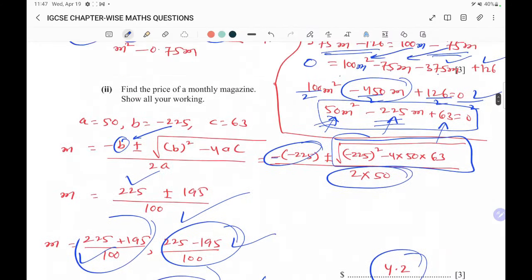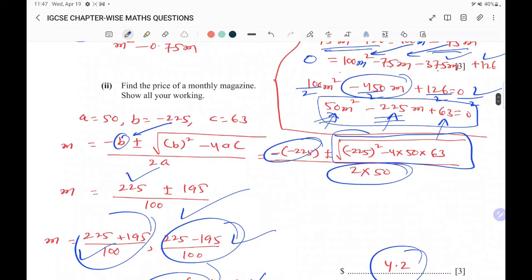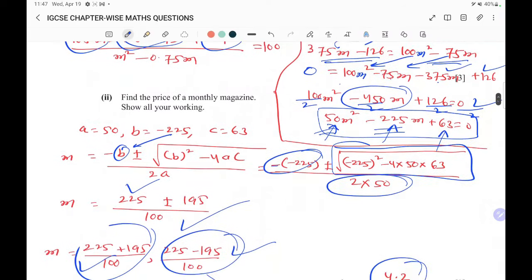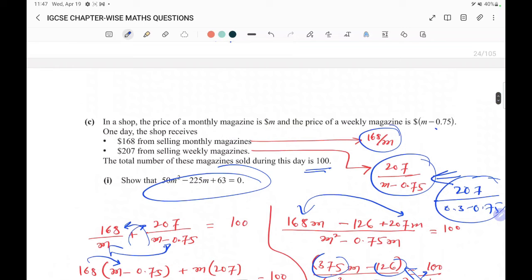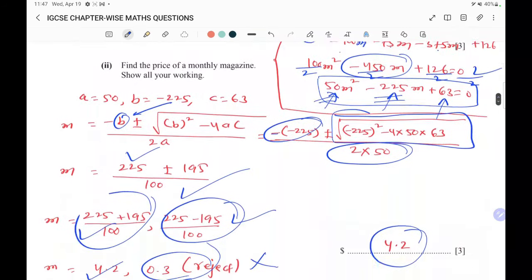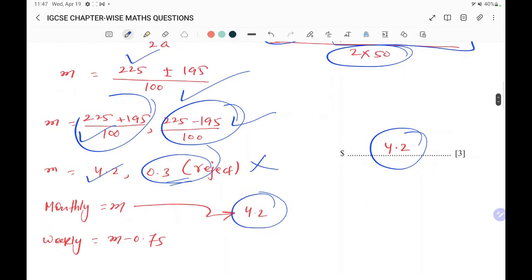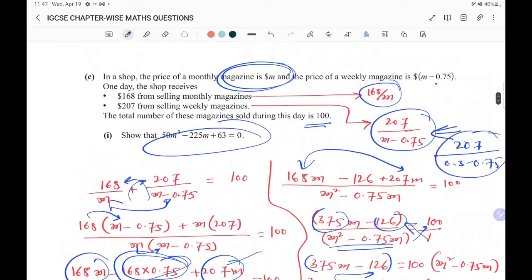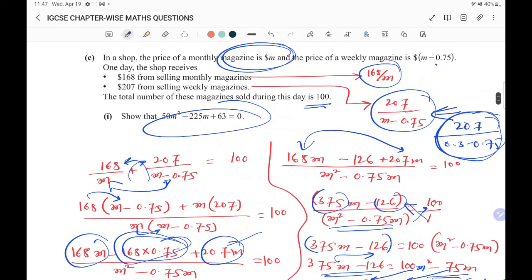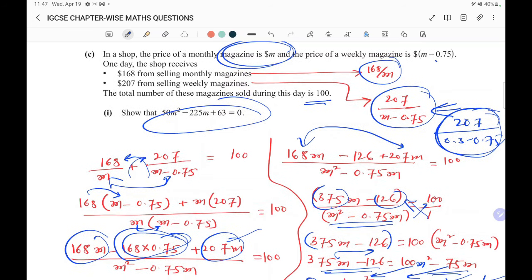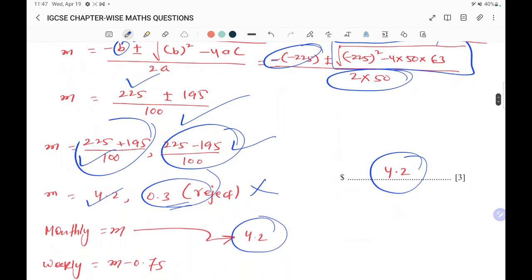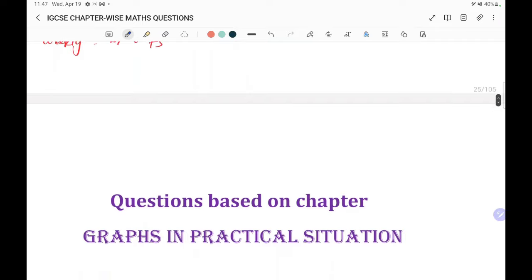What was the question, by the way? Find the price of the monthly magazine. Okay, and yes, M was the price of the monthly magazine. So M can be 4.2, M can be a decimal, but this cannot be possible: if the price is 0.3, then the number of weekly magazines is negative, which is not possible. That's why M equals 0.3 we have to neglect.